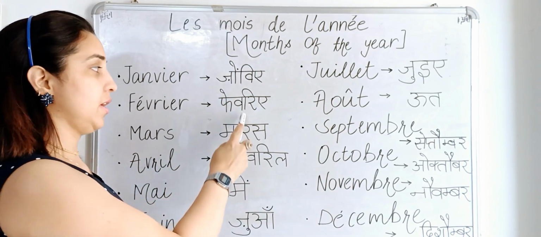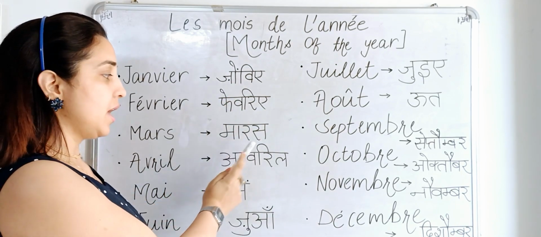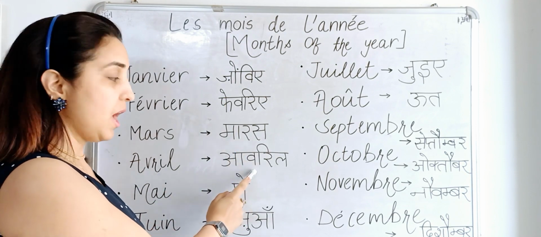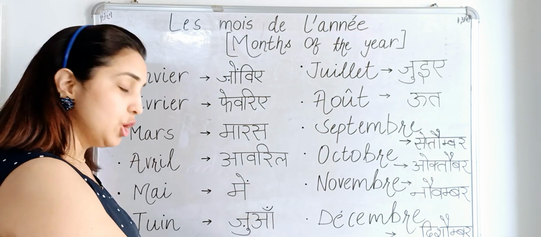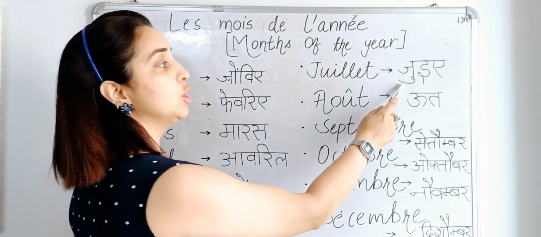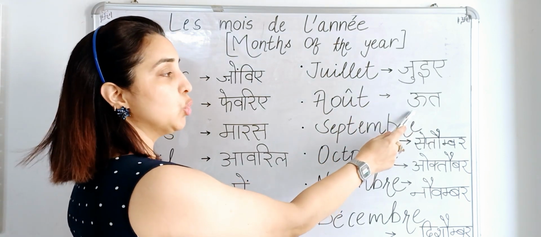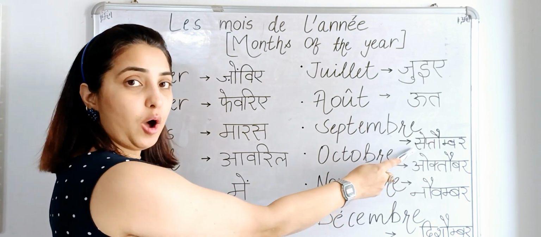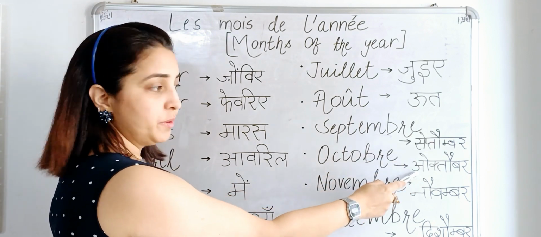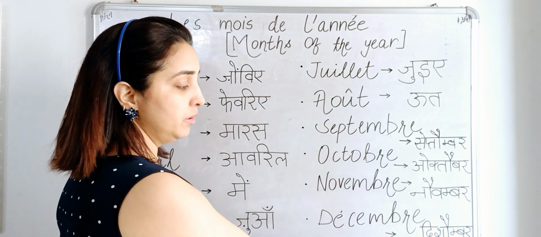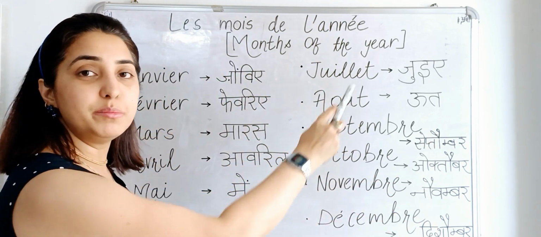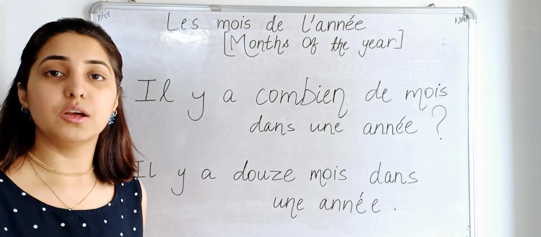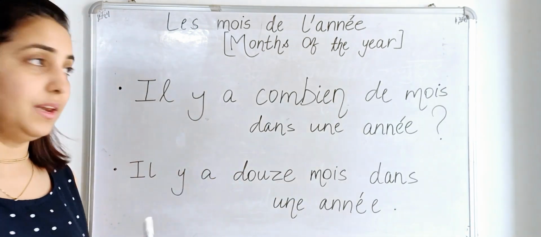Janvier, février, mars, avril, mai, juin, juillet, août, septembre, octobre, novembre, décembre. So these are les mois de l'année, means months of the year. So let's learn this as well.